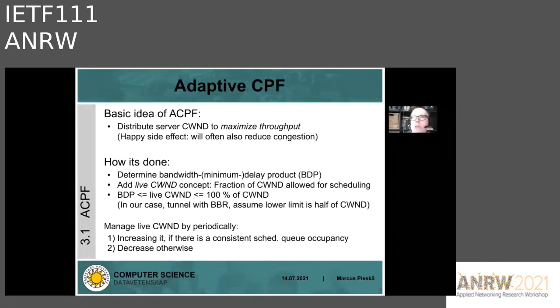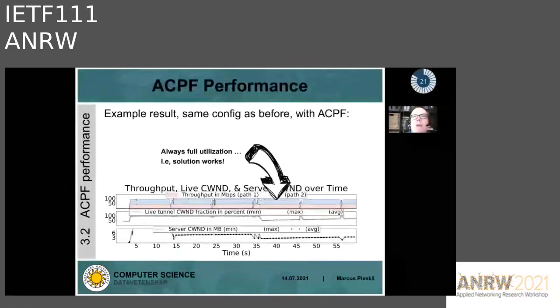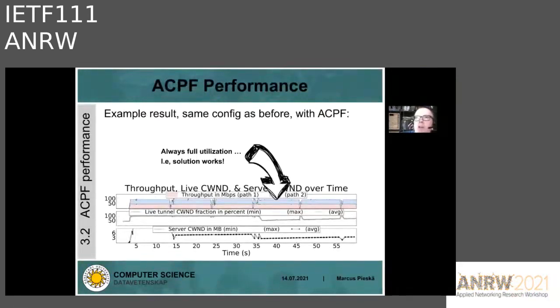The scheduler is then changed to act on the live congestion window instead of the full congestion window. Finally, we manage the live congestion window by periodically increasing it if there are packets in the scheduling queue and decreasing it otherwise. Returning to the example shown previously and using the same configuration except for the new scheduler, we see that we no longer have a problem with the utilization of the secondary path.